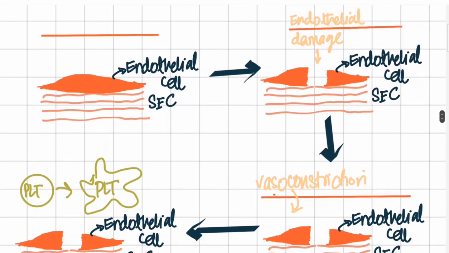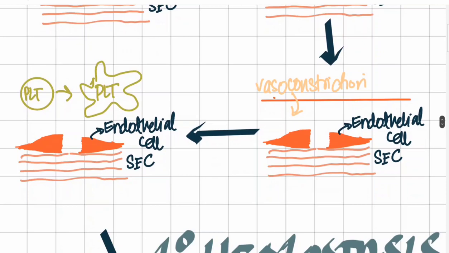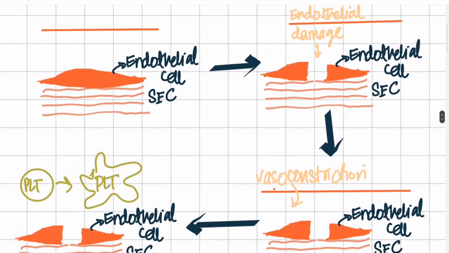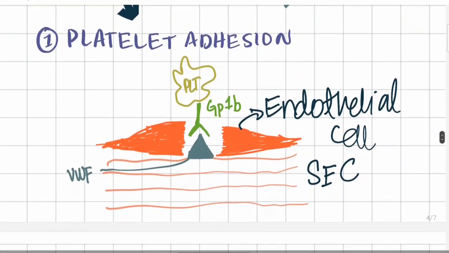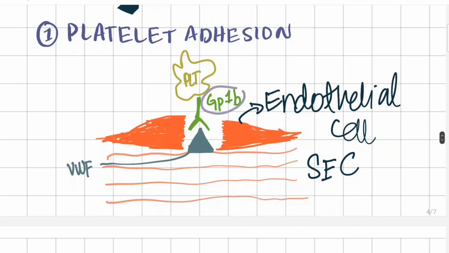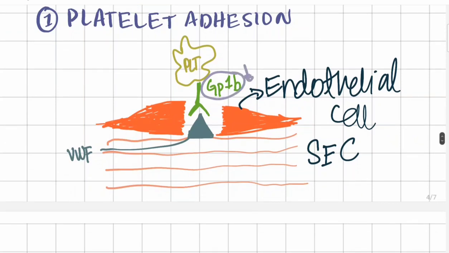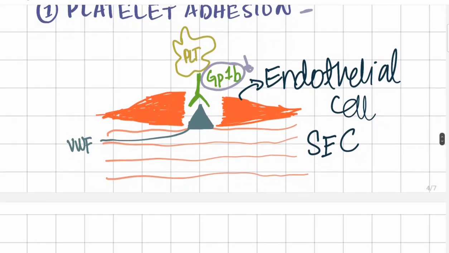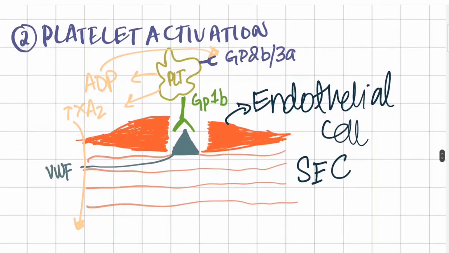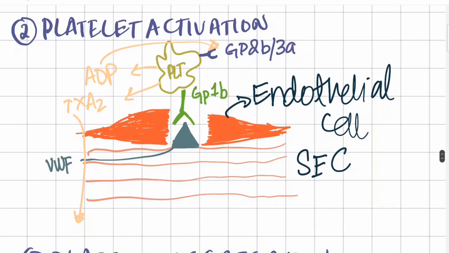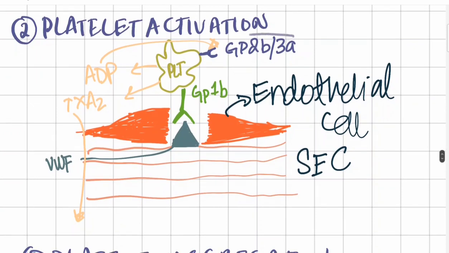So right here you see where is the problem for Bernard-Soulier. For Bernard-Soulier, we have a problem in adhesion right here, GP1B. This is deficient. When this is deficient, the platelets will not adhere to the vessel wall. Hence, that is Bernard-Soulier, while in Glanzmann thrombasthenia, we have a deficiency in GP2B3A. This is deficient, right?